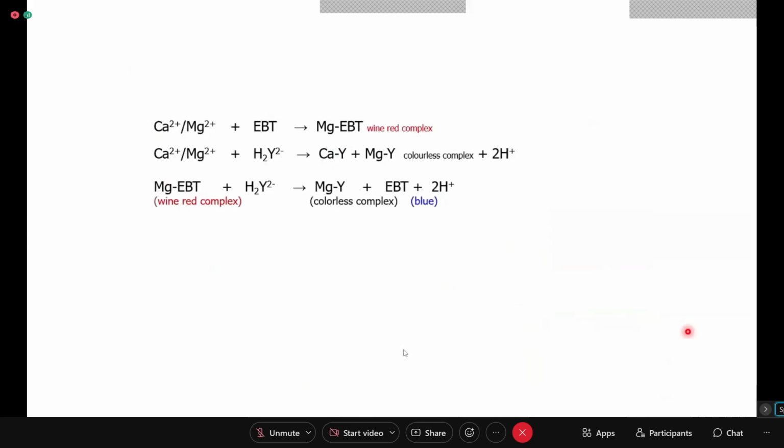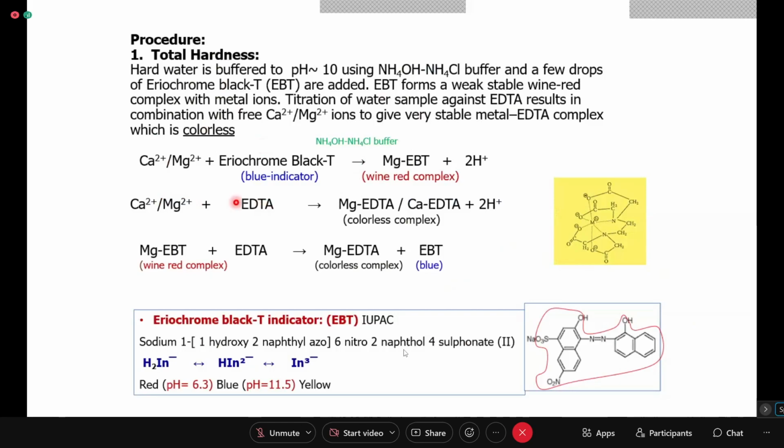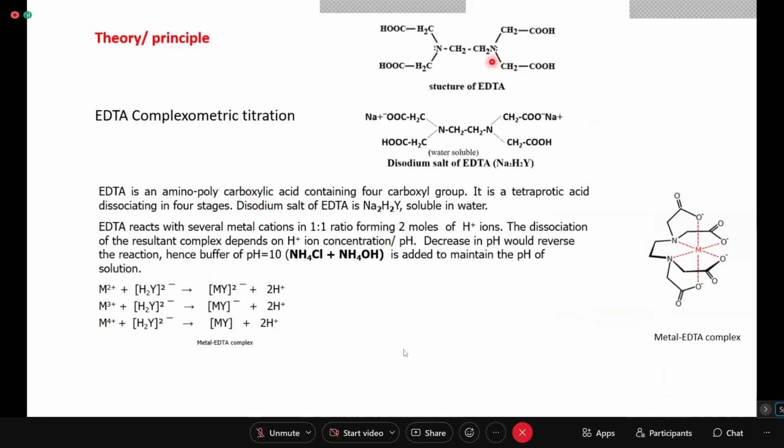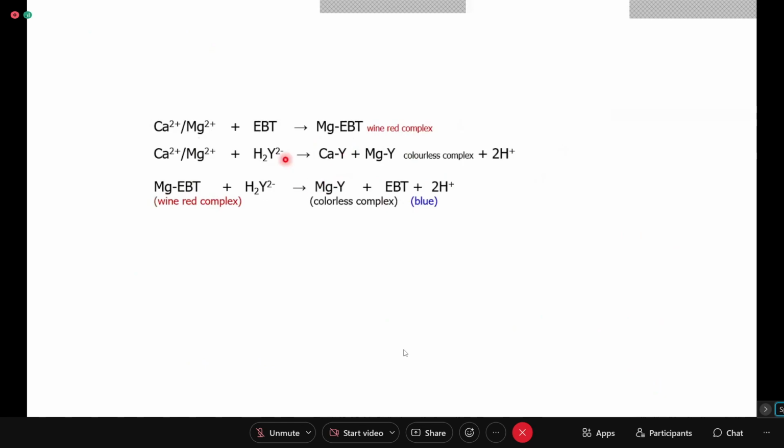Okay, then now some people are used to writing this EDTA, as we have discussed EDTA here, as Na2H2Y. Now this Na2H2Y, when you dissolve it, becomes H2Y2-. So some people write this as H2Y2-. So when calcium and magnesium are present and you add Eriochrome Black T indicator in the presence of buffer, it leads to formation of the magnesium Eriochrome Black T wine red complex.